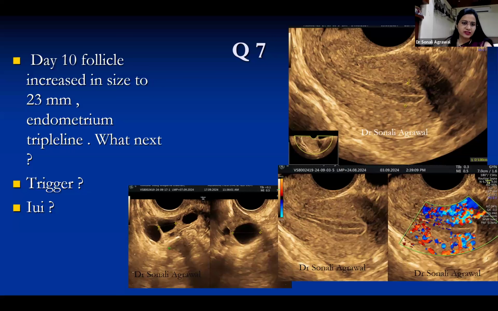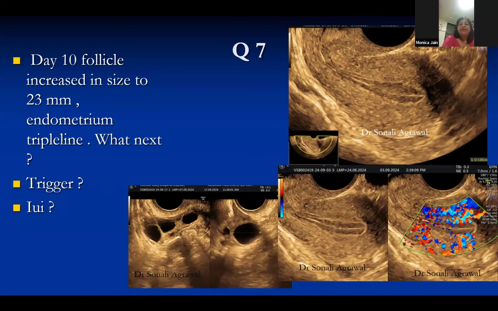Day 10 follicle increased in size till 23 mm and endometrium is triple line. So what next would you like to do? Dr. Monica, would you like to trigger? I would like to trigger it and we'll follow up this cycle.